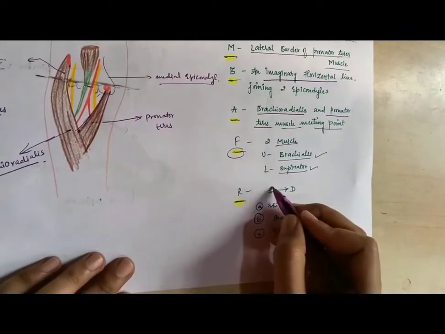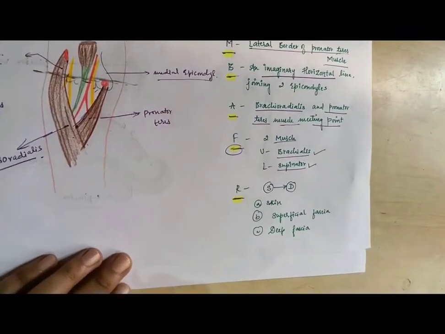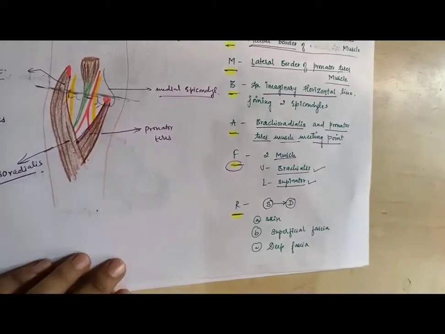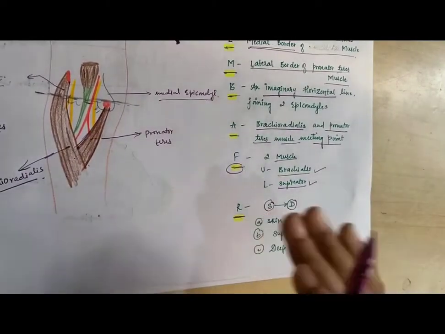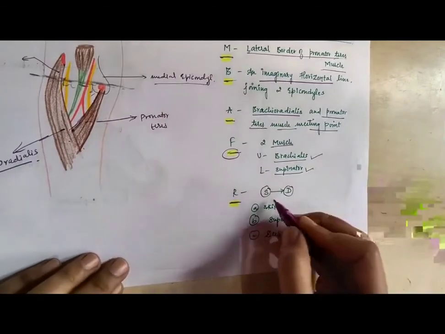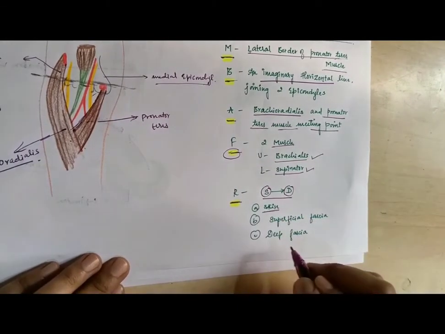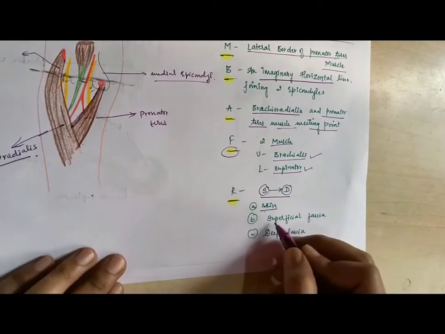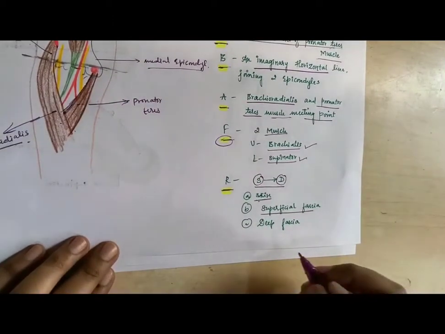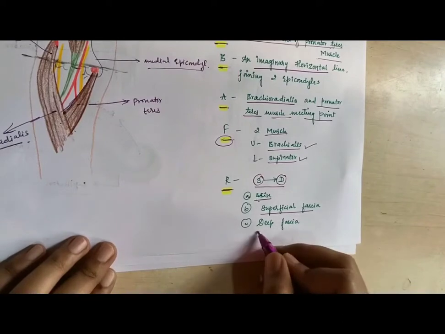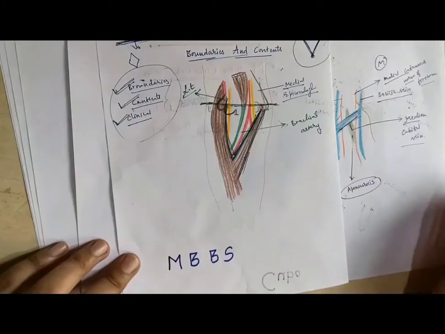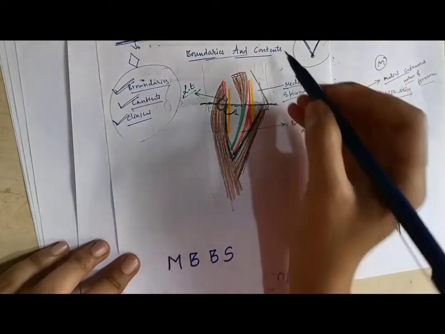So the roof, from superficial to deep. What are the layers present? We'll be talking about that. Superficially, first it is skin. Skin is present, and below the skin you have superficial fascia, and below the superficial fascia you have deep fascia. Already learned what the boundaries are. So let's study about the contents.